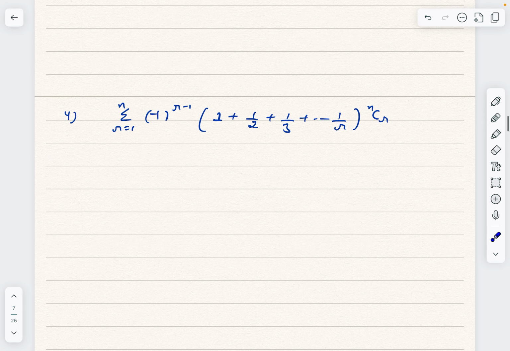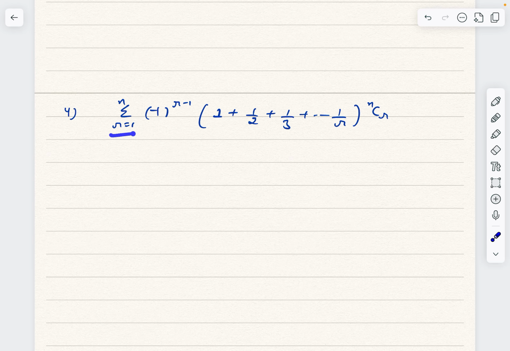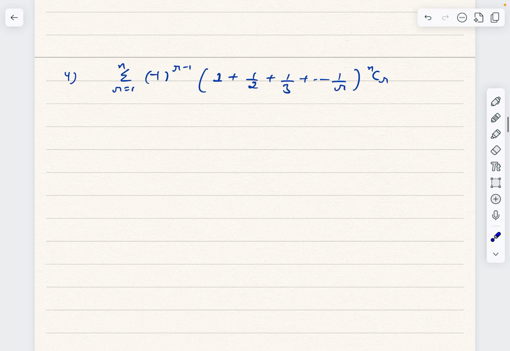Next one, guys. Summation r 1 to n, minus 1 power r minus 1 into 1 plus 1 by 2 plus 1 by 3 up to 1 by r, into NCR. This is a bit typical problem. You can give it a try, guys. Let us start discussion.